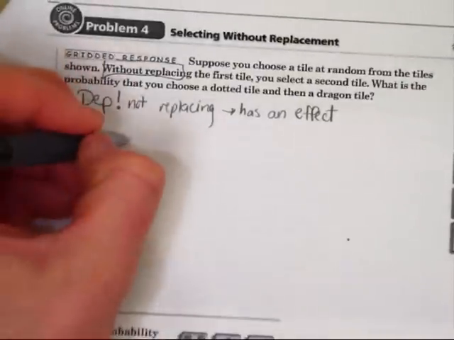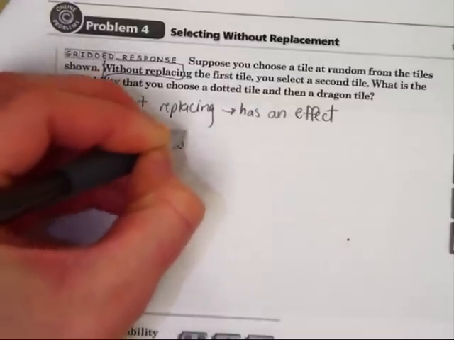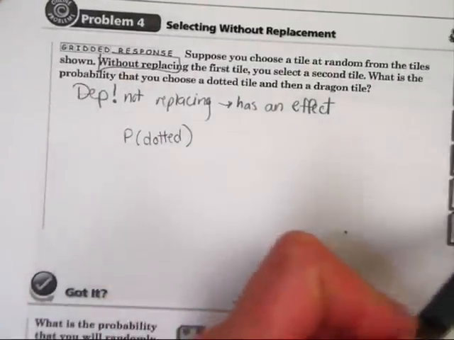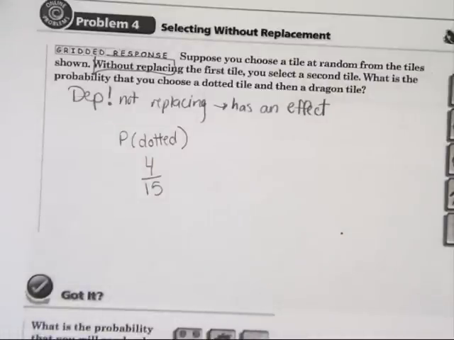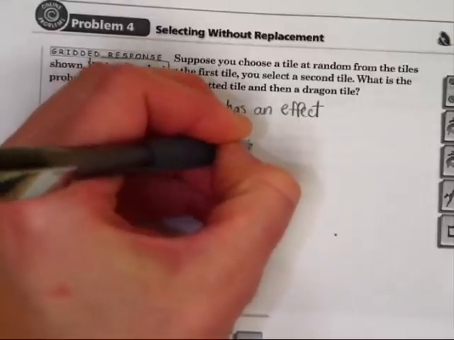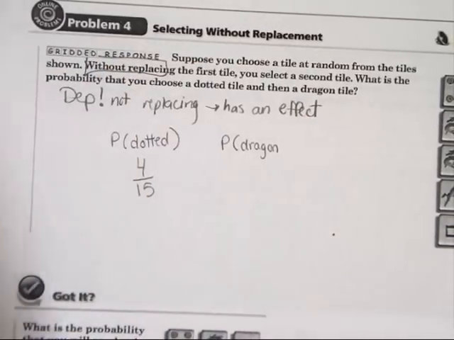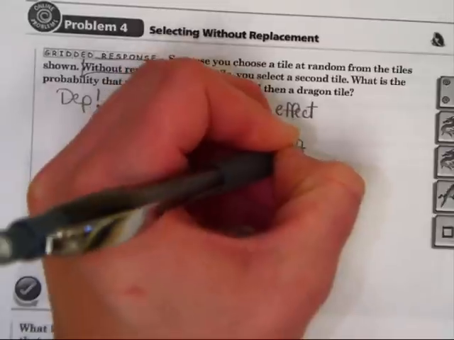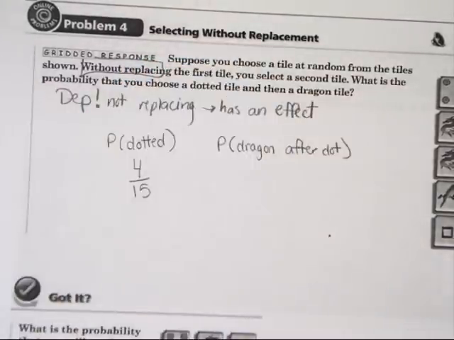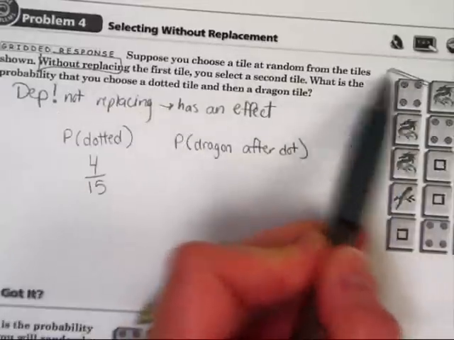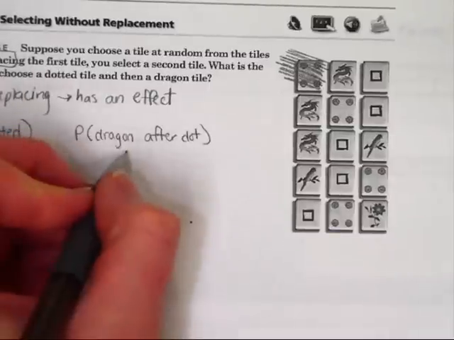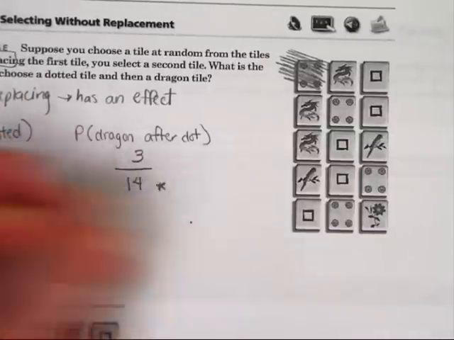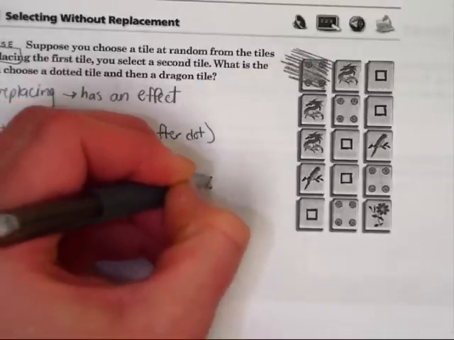Okay, well, let's start with the probability of getting a dot. That one doesn't change because it's our first one. So 1, 2, 3, 4 out of 15. But now we have to talk about the probability of getting a dragon if we actually get the dot. So we'll write dragon after we actually get the dot, and the dot is out. So let's go ahead and pretend we get this dotted one. Now remember, I'm not putting it back, so I'm going to cross it off. Well, there are 1, 2, 3 dragons out of 14 tiles now, because I did not replace.